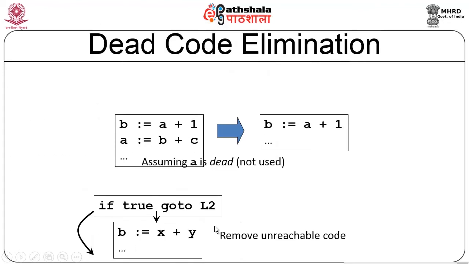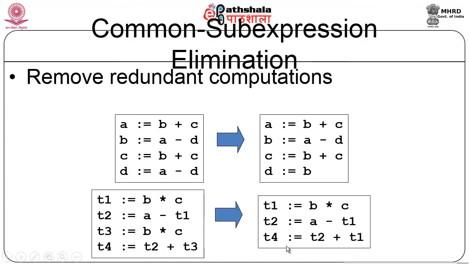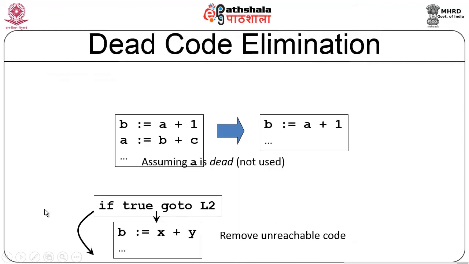The next one is called dead code. Whatever we have done earlier in terms of removing this T3 equal to T1, that is actually dead code. So, we have already incorporated dead code here. But anyway, let us look at it from this particular example's point of view. B is equal to A plus 1 and A is equal to B plus C. What we have done here is assuming A is dead, that is assuming A is not going to be used later, that is after this basic block A is not used at all.